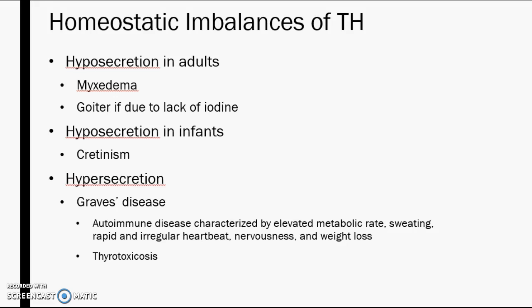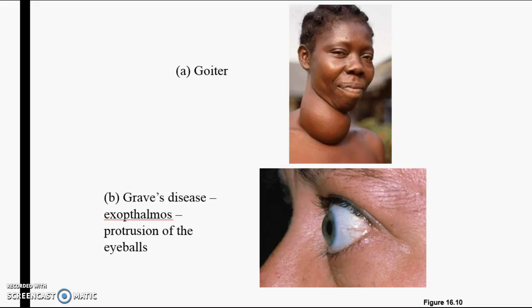Homeostatic imbalances can lead to a variety of conditions. Hyposecretion in adults creates a condition called myxedema, and goiter if due to a lack of iodine. Hyposecretion in infants can lead to cretinism. Hypersecretion, on the other hand, can produce Graves' disease, which is an autoimmune disease characterized by elevated metabolic rate, sweating, rapid and irregular heartbeat, nervousness, and weight loss. It can also lead to thyrotoxicosis.